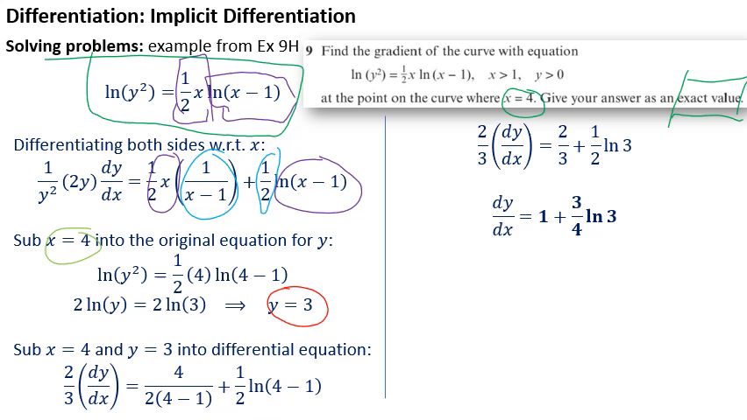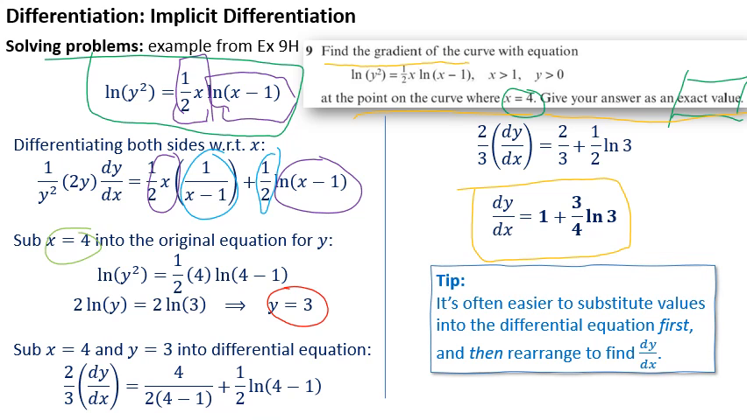And what we do at the very end of every question is always go back and ask myself, what was the question asking for? Find the gradient of the curve. Have we done that? At a particular point, at the point where x is 4, yes, we've made use of that, and give your answer as an exact value. And this is a nice exact value. You could go to a calculator and crunch out some decimal, but that's not what they're looking for, so I'm not even going to try it.